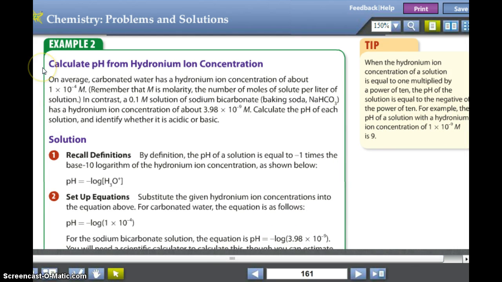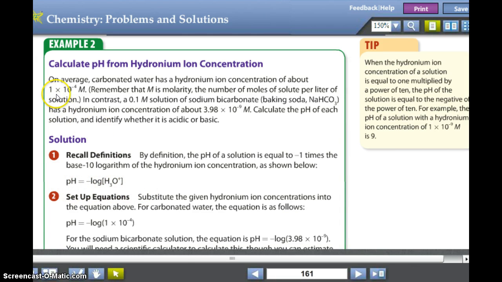Calculate the pH from hydronium ion concentration. On average, carbonated water has a hydronium ion concentration of about 1 times 10 to the negative 4th molar. Remember that capital italicized M is molarity, the number of moles of solute per liter of solution. In contrast, a 0.1 molar solution of sodium bicarbonate, or baking soda, has a hydronium ion concentration of about 3.98 times 10 to the negative 9th molar. Calculate the pH of each solution and identify whether it is acidic or basic. So here is our equation.